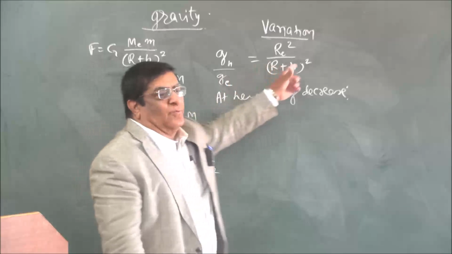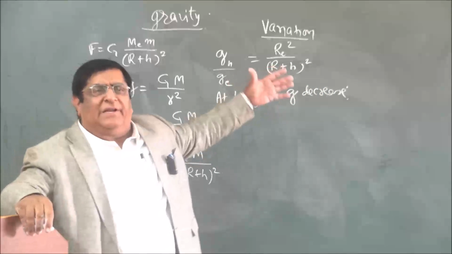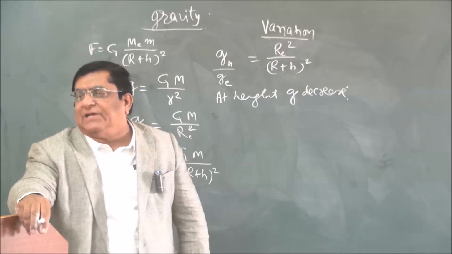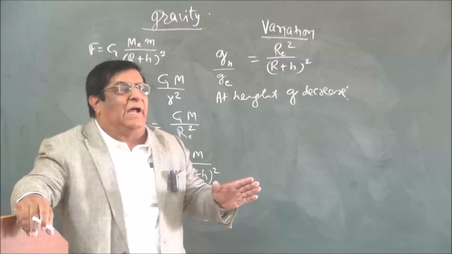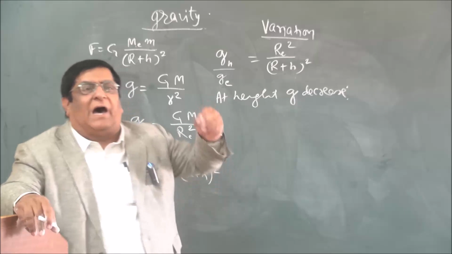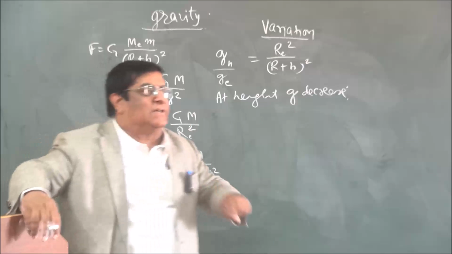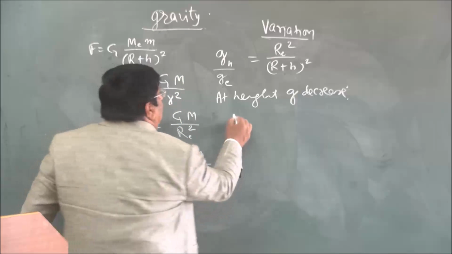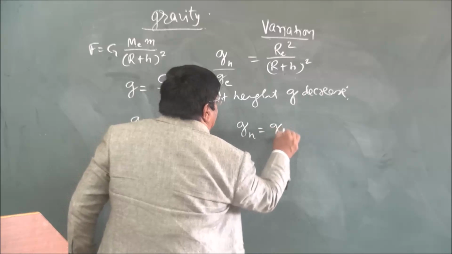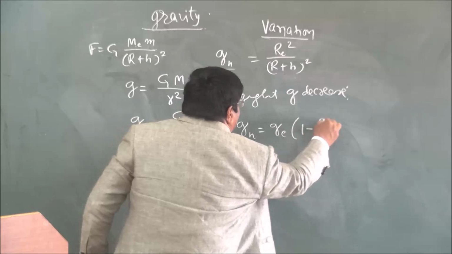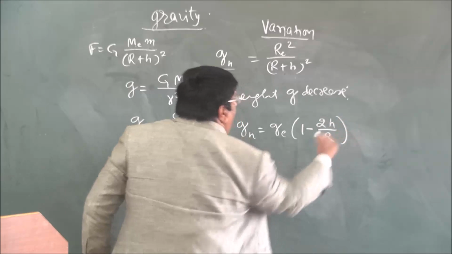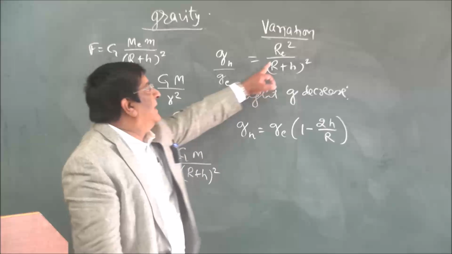And this is the right formula for it. Again, we derive this formula for small distances. In small distances, we apply the binomial theorem and we drop the higher powers. And what result do you get? Anybody remember? Yes, very good. g on the earth, 1 minus 2h upon r.